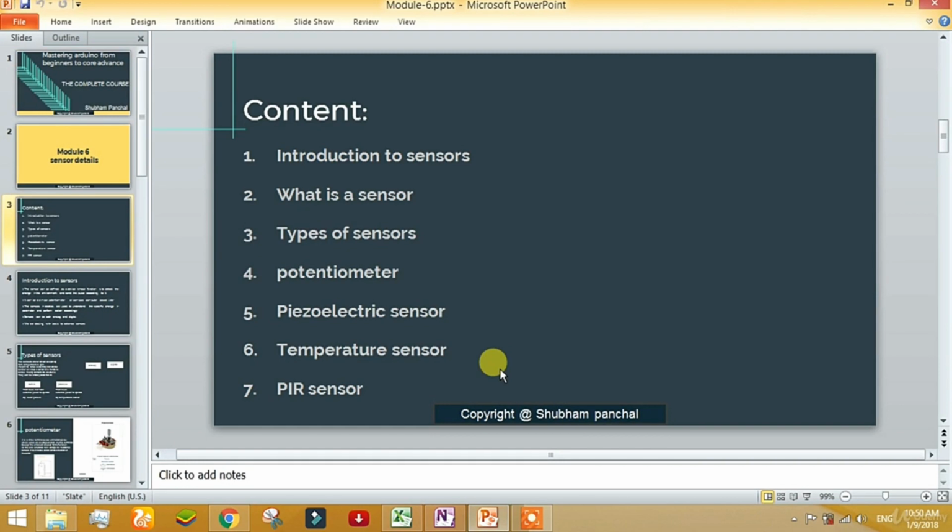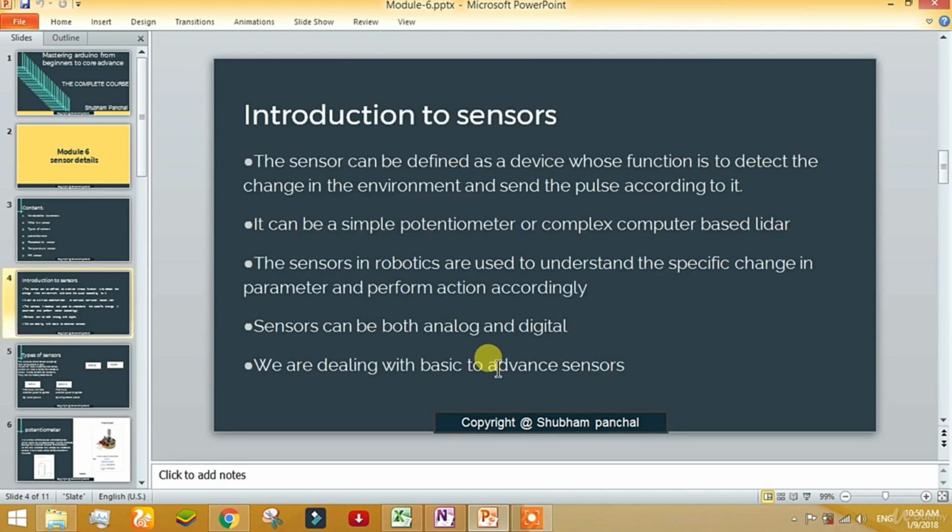Let's check the content. We have introduction to sensor, what is a sensor, types of sensors, potentiometer, piezoelectric sensor, temperature sensor and PIR sensor. We will be doing experiments on the last 4 sensors, and all the others will be theory. Okay, let's come to the first part.